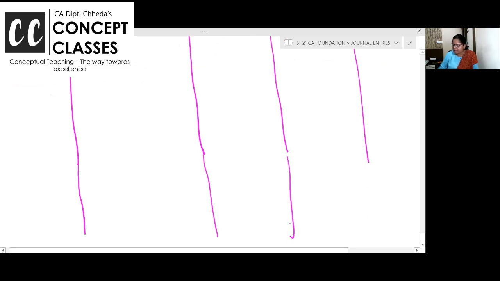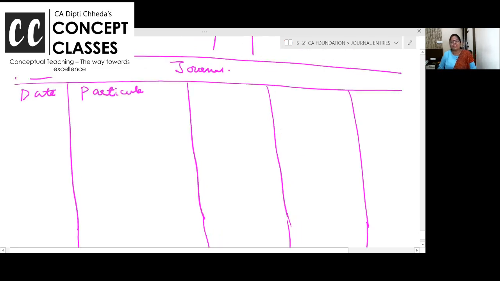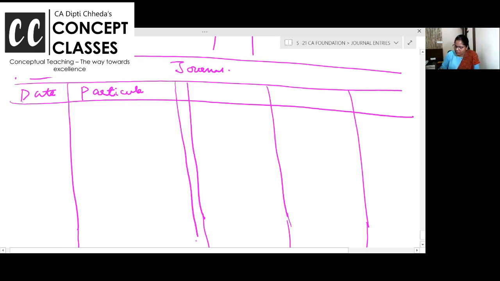Shall we start? Sometimes the amount is given in thousands. I hope you are enjoying. Are you also interpreting with me? Date, particulars. There's a small formality column for ledger folio. You know, we write the posting where we post the journal entry. I'll teach you that in the next chapter. Debit amount, credit amount. Chalo, let us start.